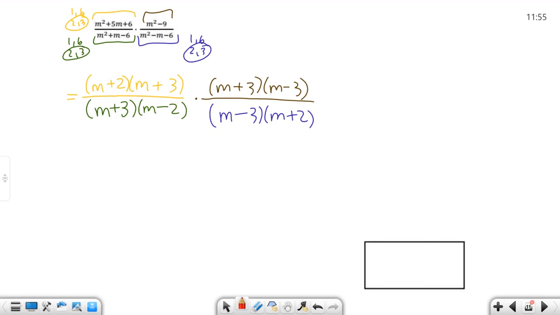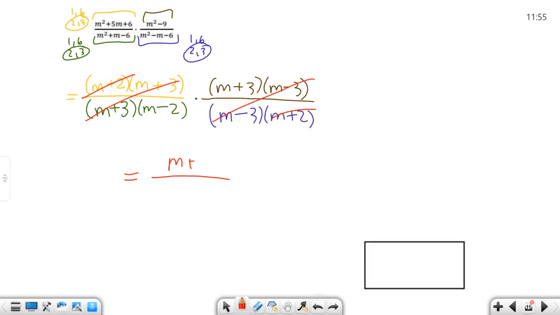And then I start asking myself, does it stay or does it go? All right? M plus 2, gone. It's gone because it's in both places, so it divides out. M plus 3, gone. M plus 3, wait a minute. I already used it. I can't make it go out with this one. There's not another one, so that one stays. M minus 3 is gone. So I'm left with m plus 3. That's this one because it didn't have another m plus 3 to divide out.